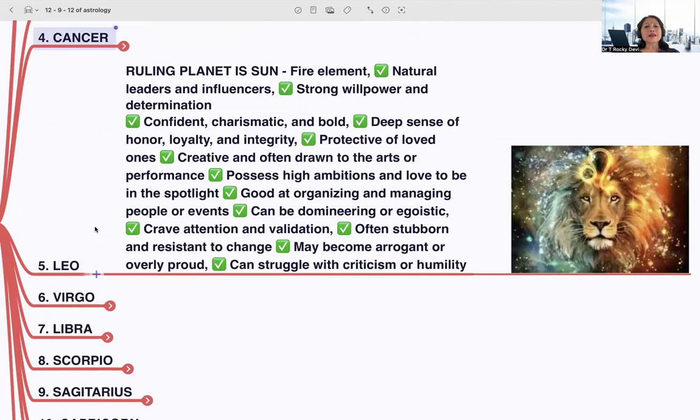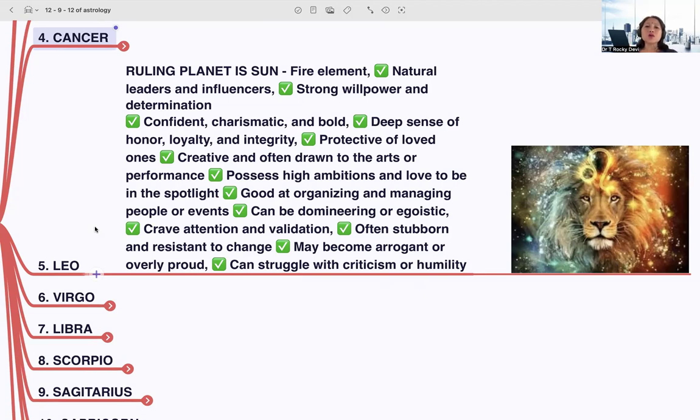The Leo ruling planet is called the Sun, a fire element. So those who are Simha Rasi or Simha Lagna, they are natural leaders and influencers. They have a strong willpower and determination. They are highly confident, charismatic in nature, and bold. They have a deep sense of honor, loyalty, and integrity. Also they are protective of their loved ones, like how the lioness will always take care of her kids and all. They love to protect their loved ones.